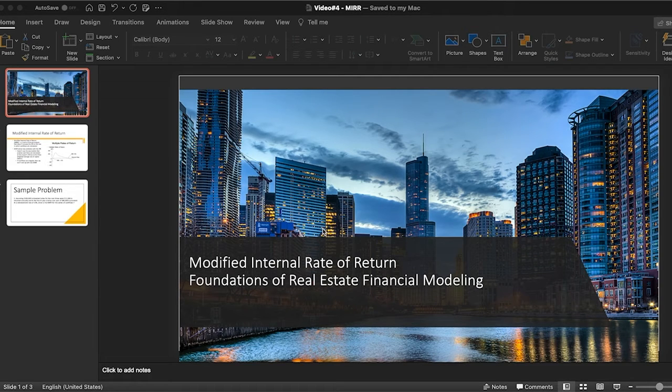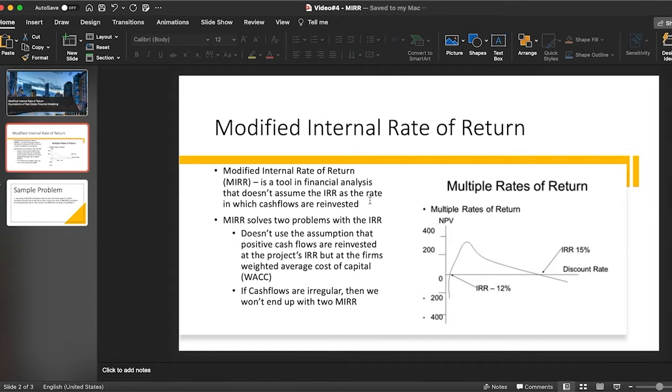Today we're going to go over the definition of a modified internal rate of return, how it's different from a regular internal rate of return, and we're going to close the loop with some sample problems. So a modified internal rate of return is basically, as it sounds, an internal rate of return that's slightly modified. One of the main differences is that a regular internal rate of return assumes that the project's positive cash flows can get invested into the project at the same IRR.